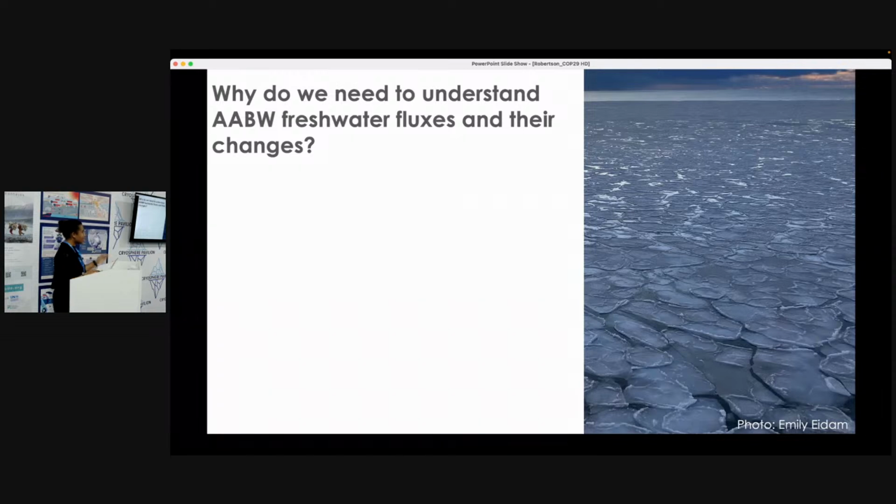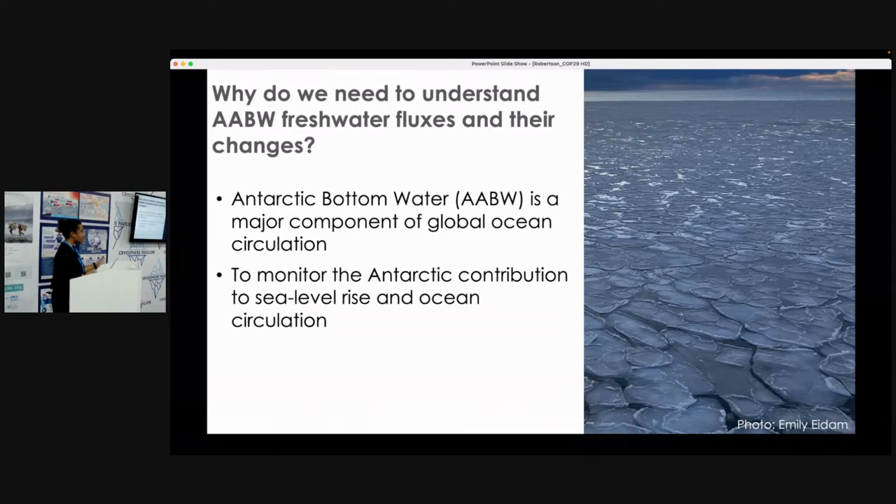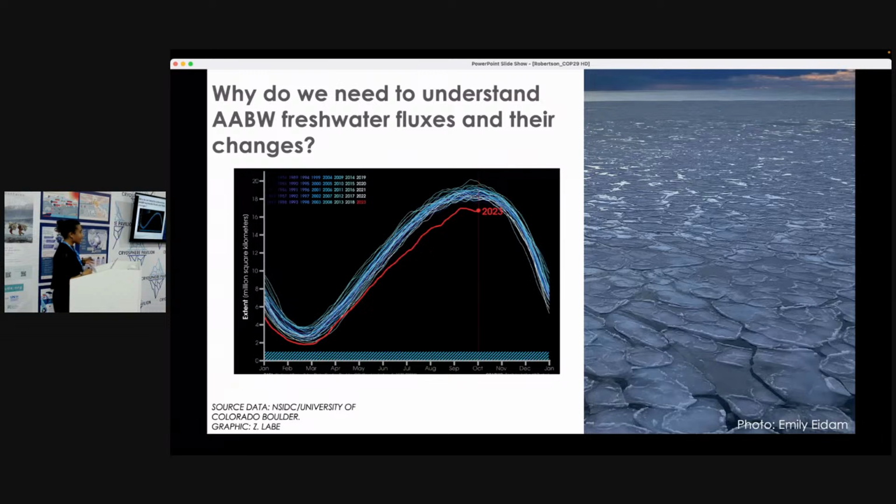So you might be asking, why do we need to understand Antarctic bottom water freshwater fluxes and their changes? One thing is that Antarctic bottom water is a major component of global ocean circulation. And also to monitor the Antarctic contribution to sea level rise and ocean circulation. When I talk about the importance of sea ice processes, glacial melt processes, in terms of influencing the salinity of the Southern Ocean, this is particularly important when we think about rapid declines in sea ice over the years, particularly with this sea ice minimum that we experienced in 2023, which still hasn't recovered.